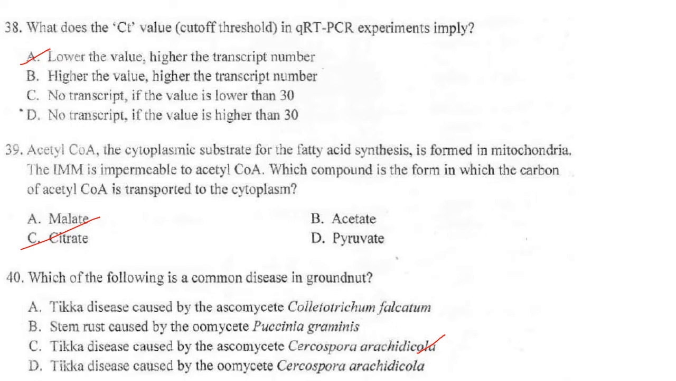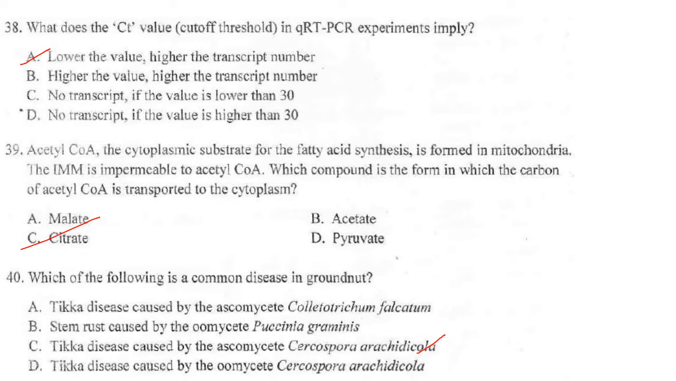Then, what does CT value or cycle threshold in qRT-PCR experiments imply? CT value is the relative measure of the concentration of the target in the PCR reaction. So, the lower the value, the higher the transcript number. Answer is option A. Then acetyl-CoA, the cytoplasmic substrate for fatty acid synthesis, is formed in mitochondria. The intermembrane space is impermeable to acetyl-CoA. Which compound is the form in which the carbon of acetyl-CoA is transported to the cytoplasm? So it is citrate.